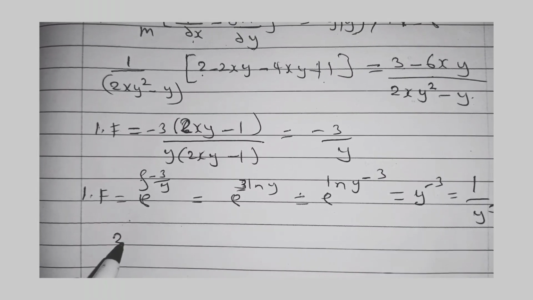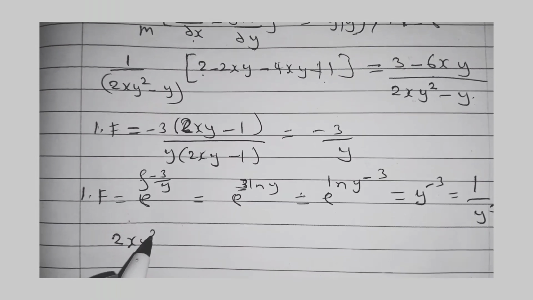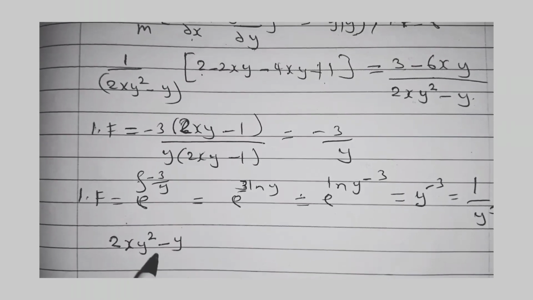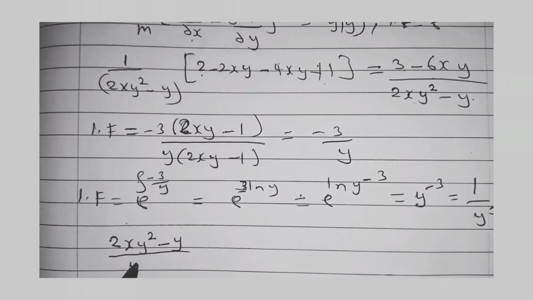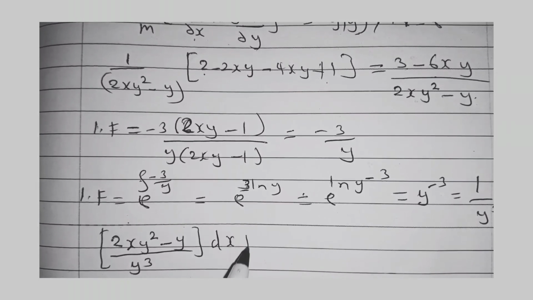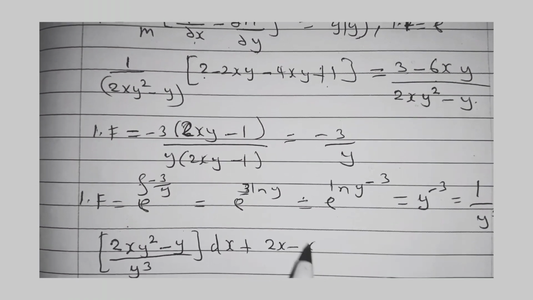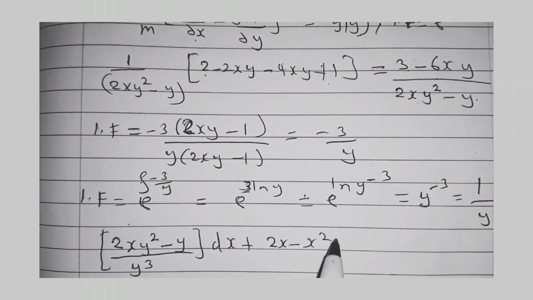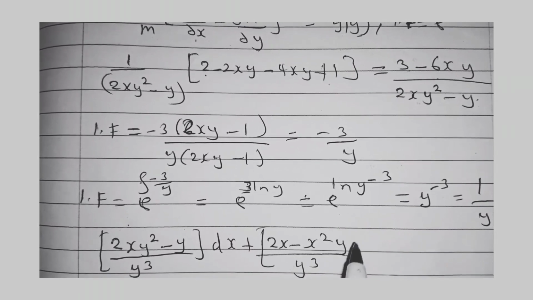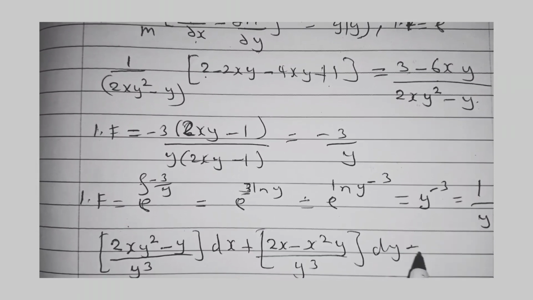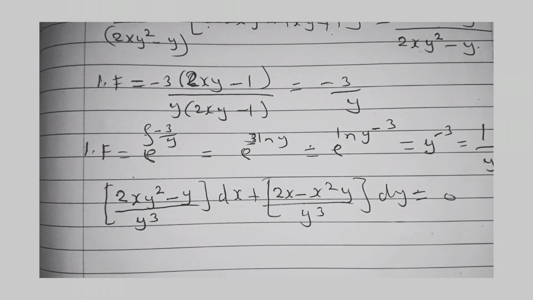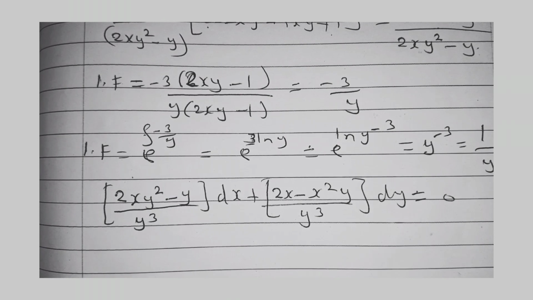So you are going to have (2xy² − y), everything here we divide by y cubed. This is our dx, plus (2x − x²y) divided by y cubed. This is our dy, which is equal to 0. You can simplify this by dividing.